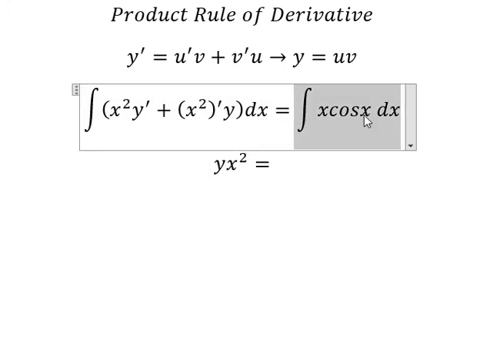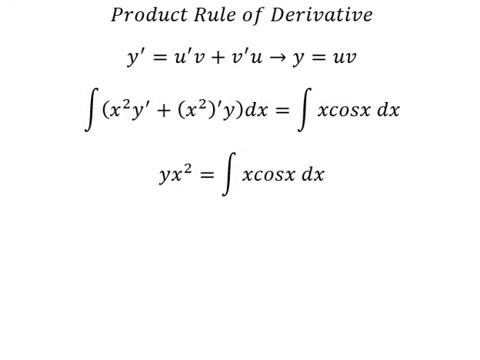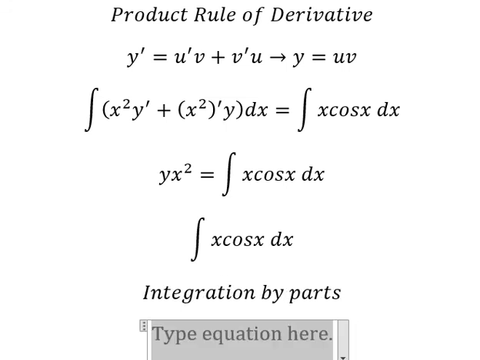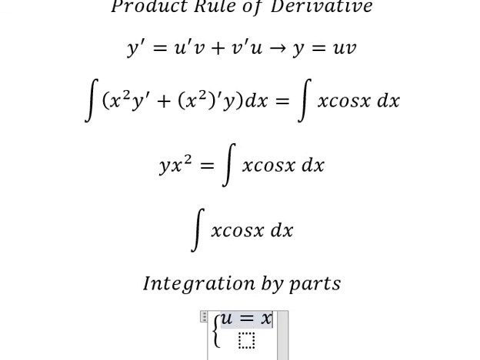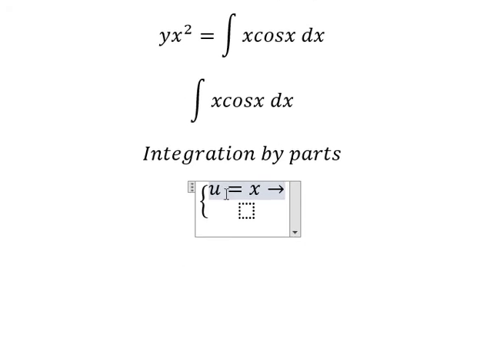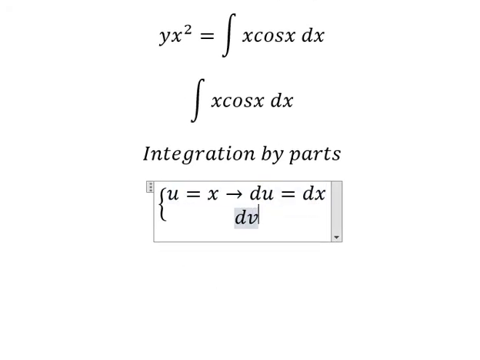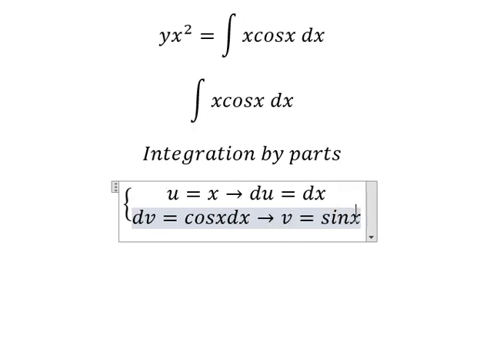Now I will concentrate on this one only. We can use integration by parts. Now we need to put u equals x. Later, we take the first derivative for both sides. dv we have cosine x dx. The integration of this one, we have v equals sine x.